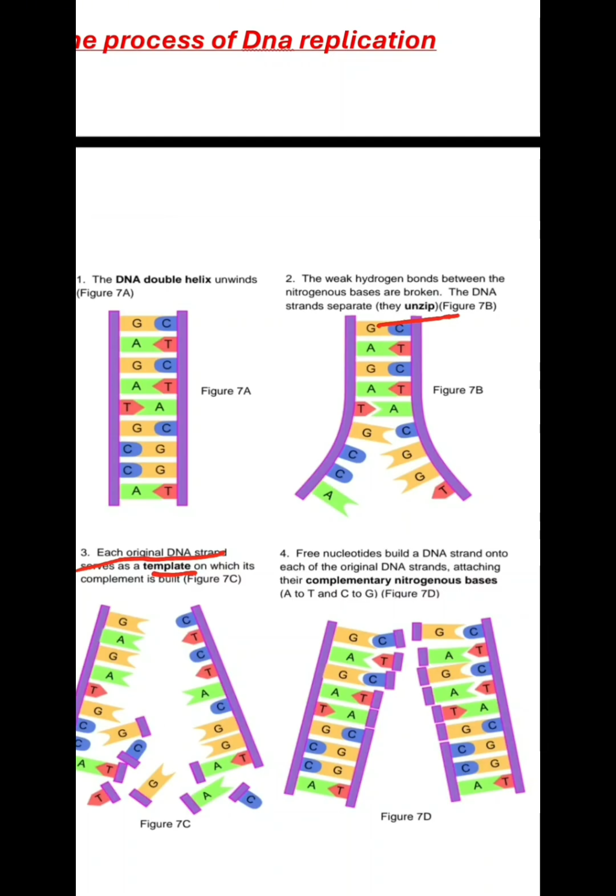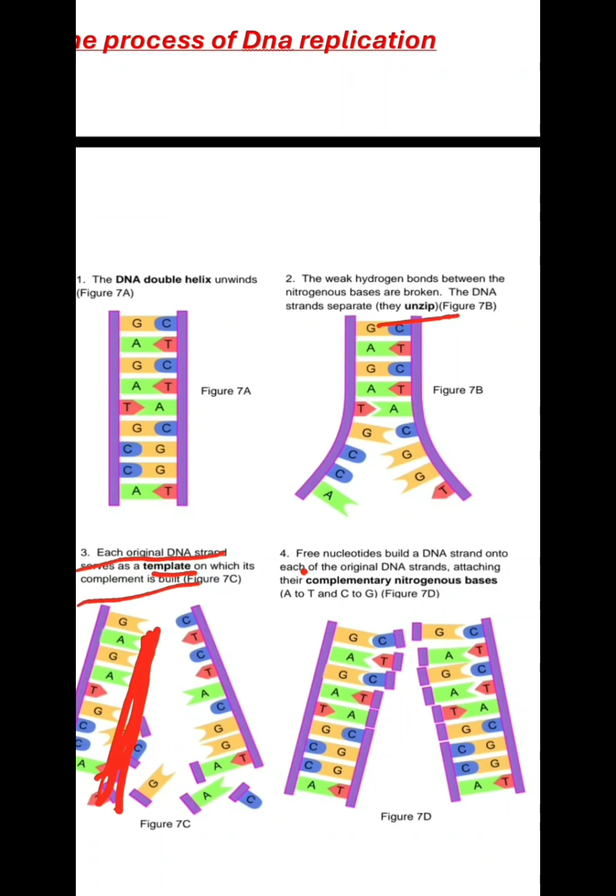Each original DNA strand serves as a template. You might be wondering, what is a template? This template is one strand of DNA that is used as a guide to build another one. Each original DNA strand serves as a template on which its complement is built. Let's say this is the original DNA strand. I'm just explaining what the template means. The original strand acts as a guide to build the other strand, the complementary strand.